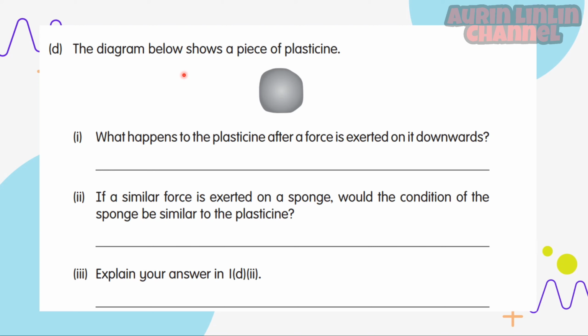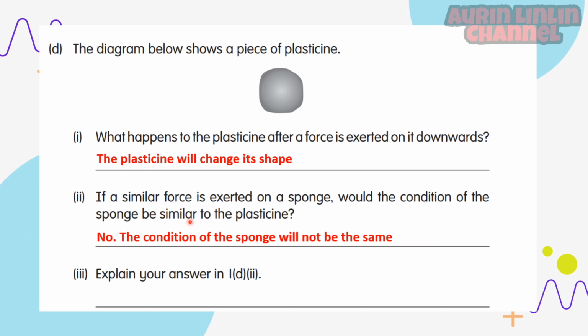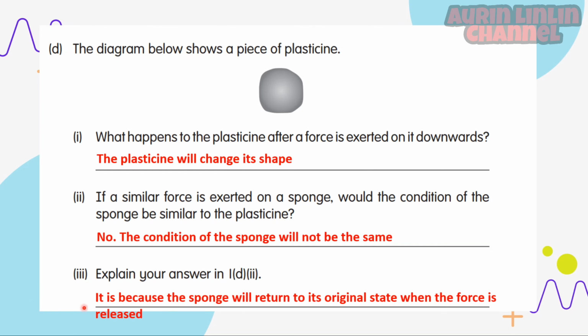The diagram below shows a piece of plasticine. What happens to the plasticine after a force is exerted on it downwards? The answer is the plasticine will change its shape. 2. If a similar force is exerted on a sponge, would the condition of the sponge be similar to the plasticine? And the answer is no. The condition of the sponge will not be the same. 3. Explain your answer in 1D2. The answer is, it is because the sponge will return to its original state when the force is released.